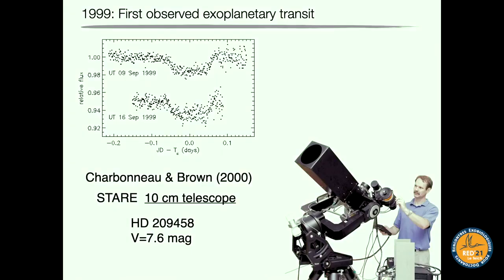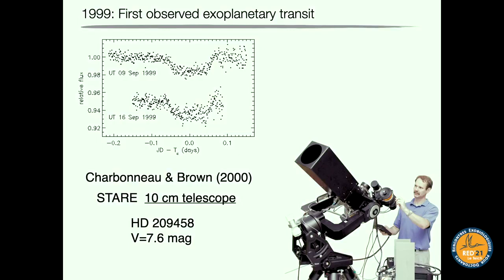So here, for example, is again the diagram from the first detection of a transit, which occurred in 1999, with a small 10 centimeter telescope from the ground. And you can see in the diagram the normalized flux from the star as a function of time. And you see this drop in luminosity I was talking about.